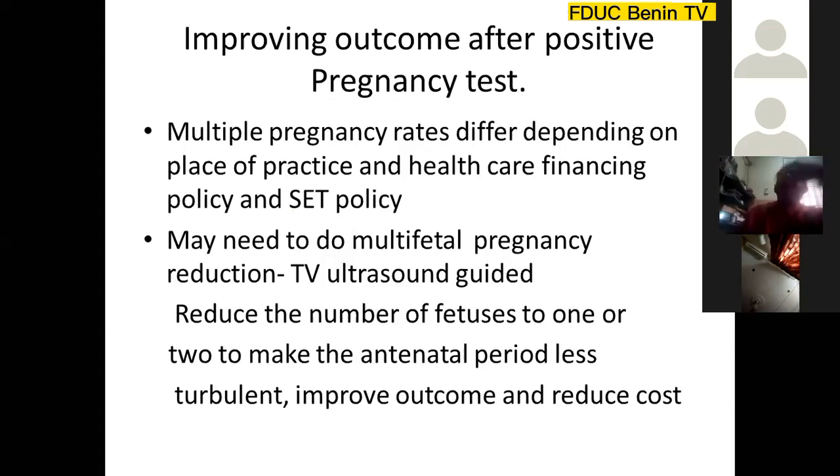Now, multi-fetal pregnancy reduction is one approach. You reduce the number of babies to 1 or 2 to make the antenatal period less turbulent, improve outcome, and reduce costs of caring for that pregnancy.